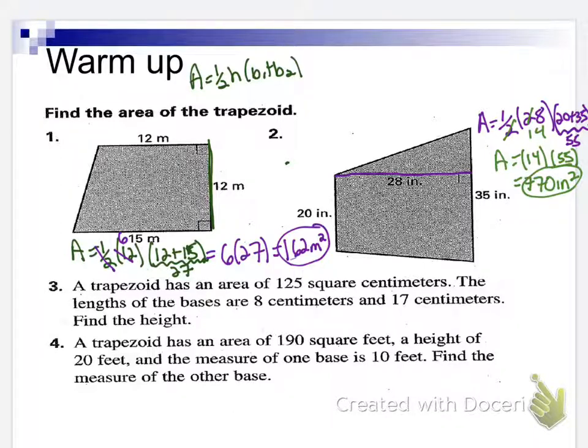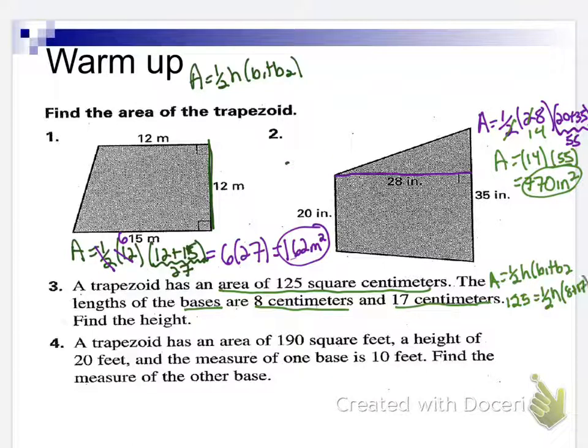Okay. And the next two are word problems. So a trapezoid has an area of 125 square centimeters. The length of the bases are 8 and 17. Find the height. So we know that area equals 1/2 height times base 1 plus base 2. Area here is 125, so I'm going to fill in what I know. Equals 1/2. We're trying to find that height. And then my two bases are 8 plus 17. I know I'm close to the edge, I'm sorry.